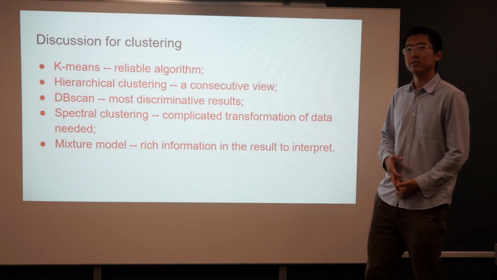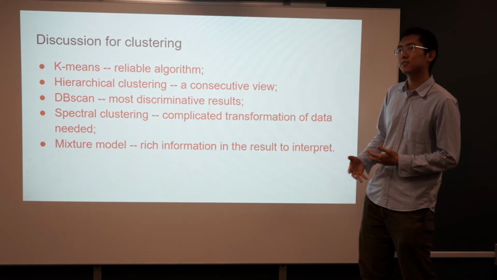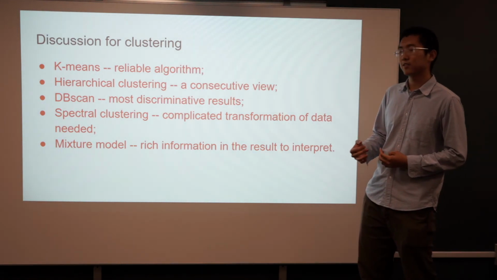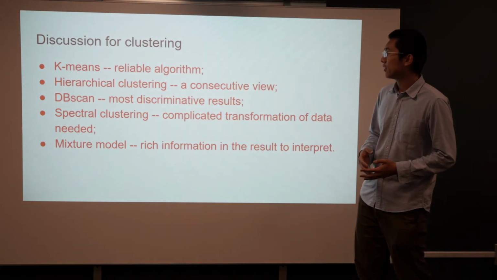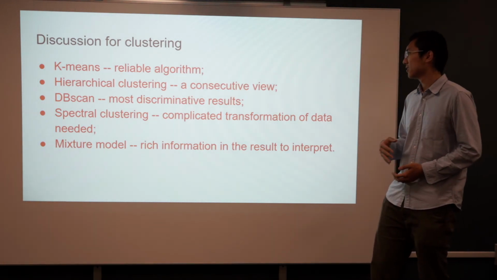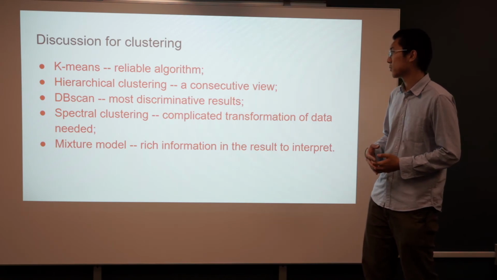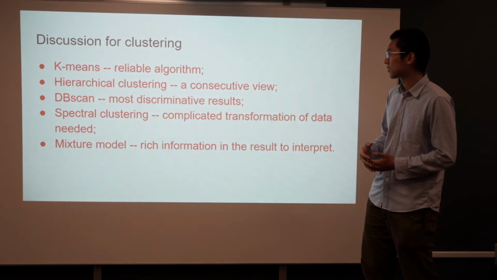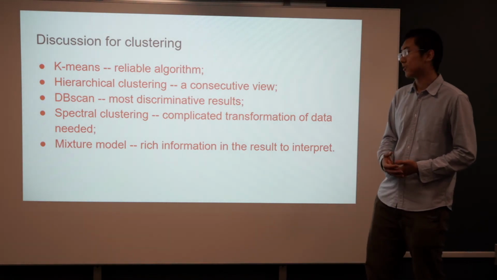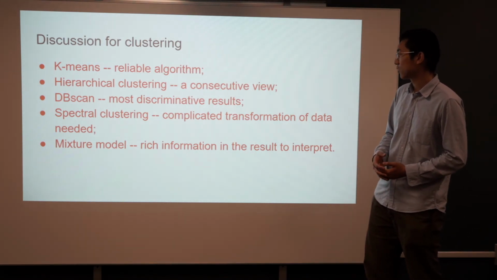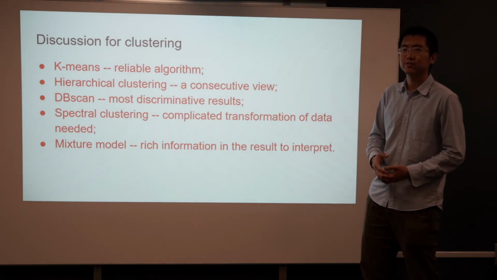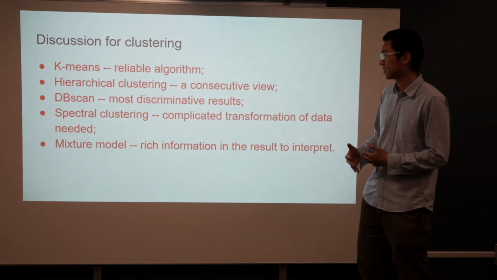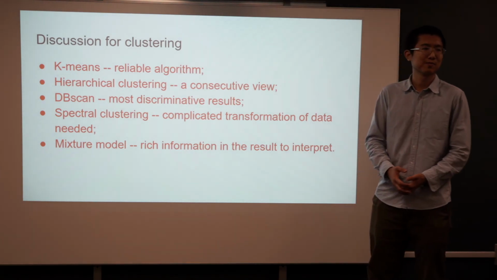So a brief conclusion is that k-means is a very reliable algorithm, and for hierarchical we can get a consecutive view. DBSCAN is the best if you want the most discriminated results. And spectral clustering and mixture model clustering can output very complicated and rich information, and are free of parameter counting, but there is very complicated math behind them.